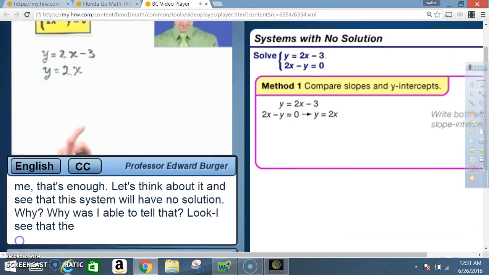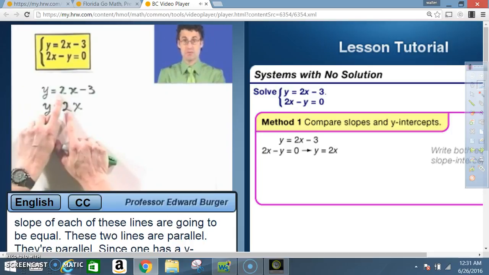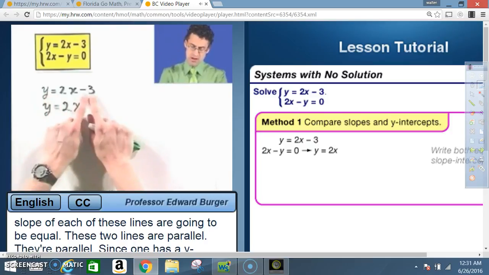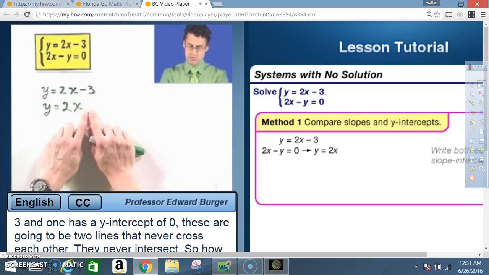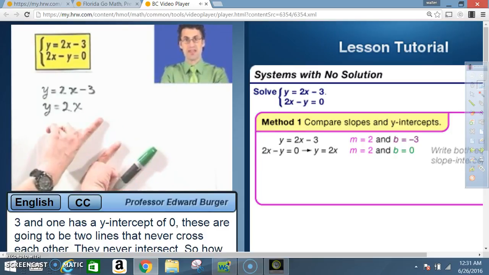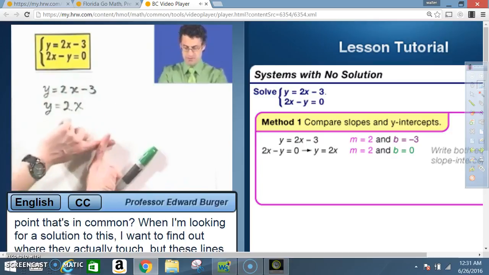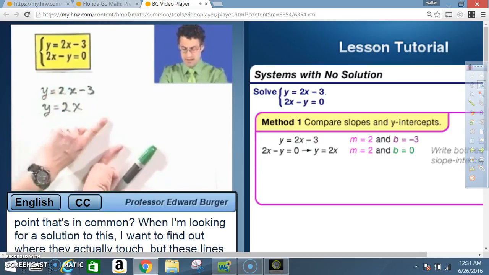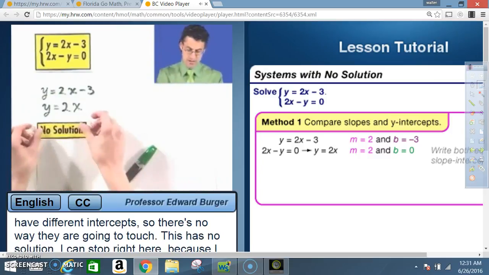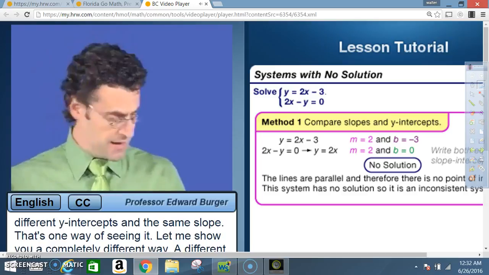Now why was I able to tell that? Well, because look, I see that the slope of each of these lines is, in fact, equal. So these two lines are parallel. They're parallel, and since one has a y-intercept of negative 3 and one has a y-intercept of 0, these are going to be two lines that never actually cross each other. They never intersect. So how can I find a point that's in common? When I'm looking for a solution, I want to find out where they actually touch. But these lines are parallel, and they have different intercepts, so there's no way they're going to touch. This, in fact, has no solution. And I can stop right here because I see that I have different y-intercepts and the same slope. That's one way of seeing it, but let me show you a completely different way.